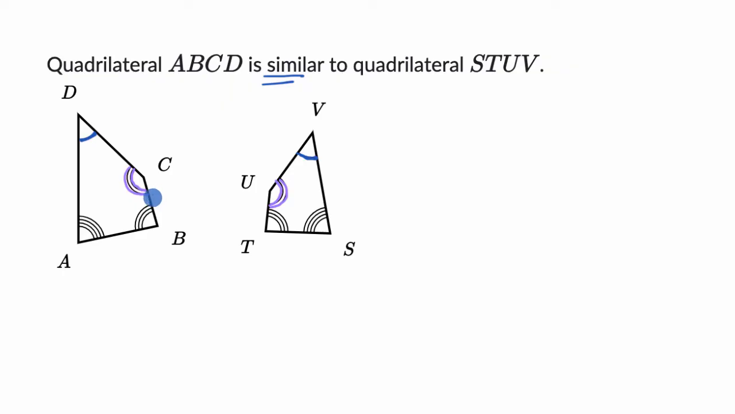But the other thing that similarity tells us is that the ratio of corresponding sides is going to be the same. Now this is interesting because it could be corresponding sides across shapes, or it could be corresponding sides within the shape. So what do I mean by that? So let's first think about corresponding sides within each shape.